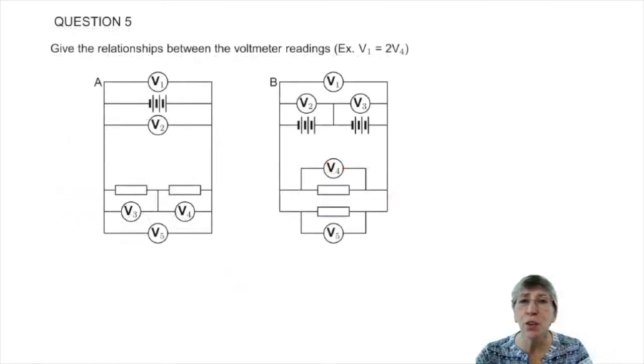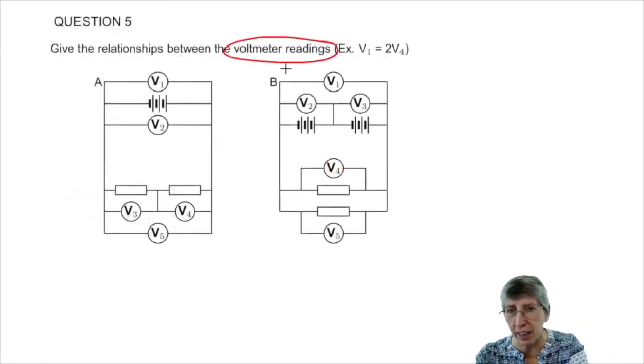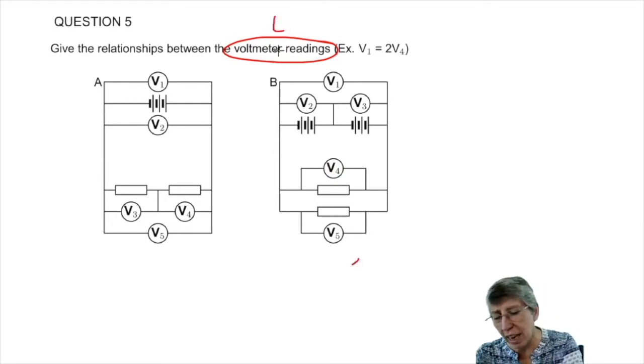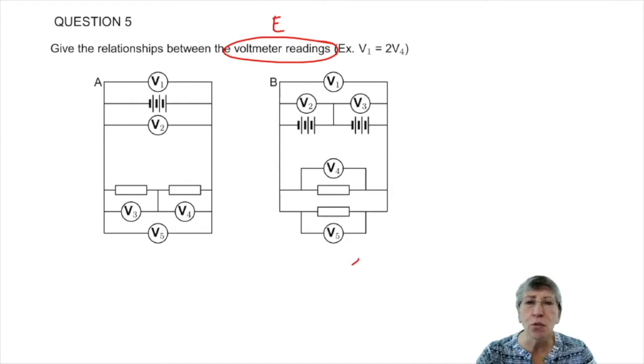In question 5, we're going to focus on voltmeter readings. And with voltmeters, remember they're measuring potential difference, and that is all about energy. If you've got a reading of 4 volts, that means 4 joules of energy are required to move 1 coulomb of charge between 2 points.